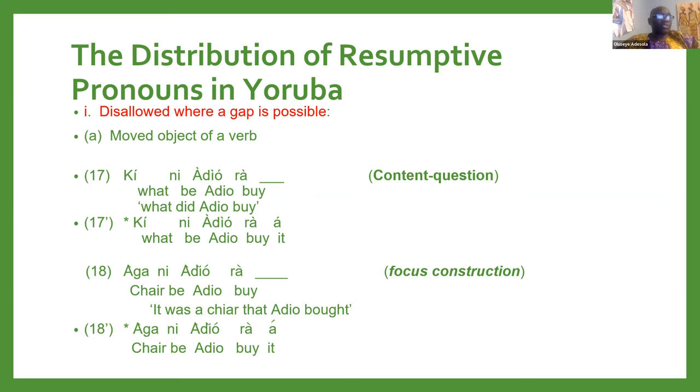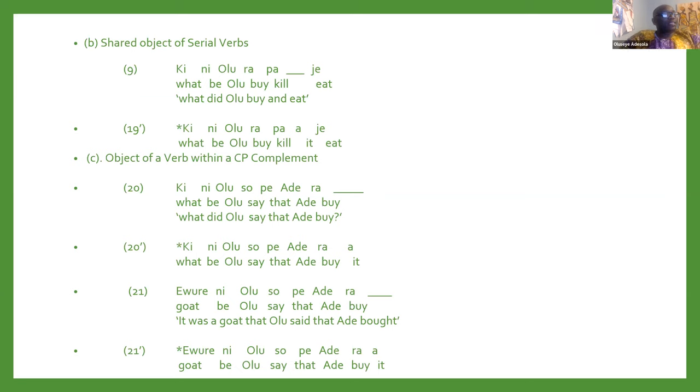But compare that with 17 prime, Kini Adiora, with a resumptive pronoun in the object position of ra. The sentence is bad. The same thing happens in focus constructions in the language, Agania Diora. If there was a resumptive pronoun in place of the object that was moved, the sentence would be bad, as in 18 prime. We can say the same thing for shared object of serial verb constructions, like Kini Olura Kwaje. That is perfectly acceptable, but if you put a resumptive pronoun at the position where ki was moved, the sentence is bad.